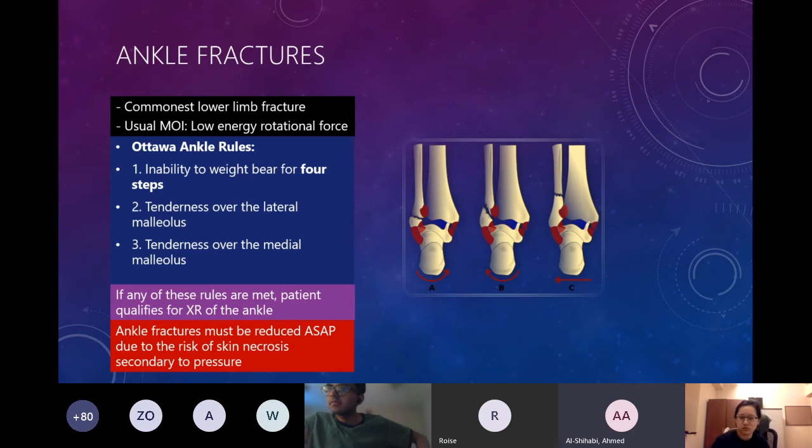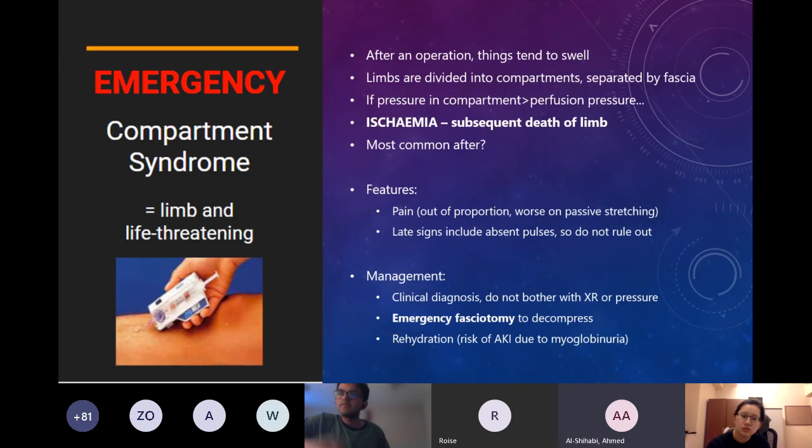You do want to reduce them as quickly as possible, though, because, as I'm sure you know, there are a lot of vascular structures around the malleoli, and if you don't reduce it, then you can put pressure on them as well as the skin, and necrosis is bad. But yeah, those are ankle fractures. They don't come up too often in exams, but you will see them a hell of a lot if you are in A&E, which most of you will do a foundation job in.